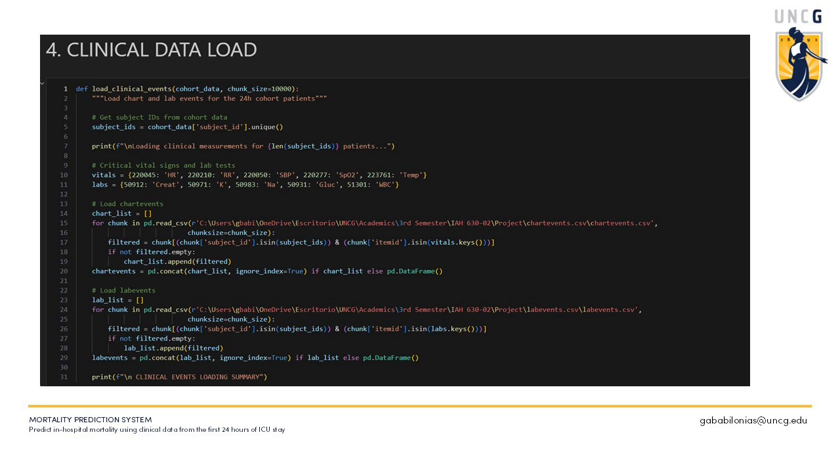Section 4, clinical data loading function. Chunked loading of chart and lab events. Filters for specific vital signs, HR, RR, SBP, SpO2, temp, and labs, CREAT, K, Na, Gluc, WBC. Saves processed data for faster future runs.